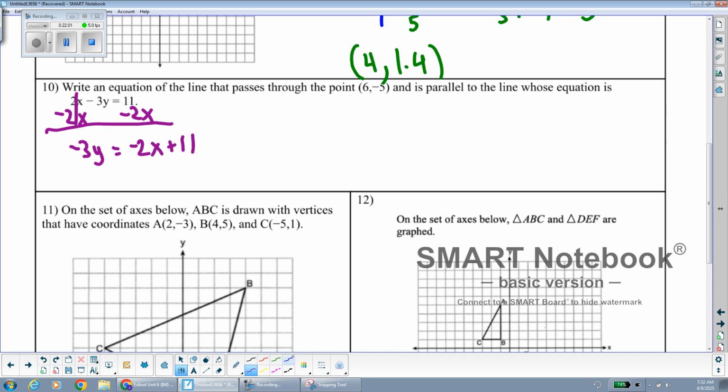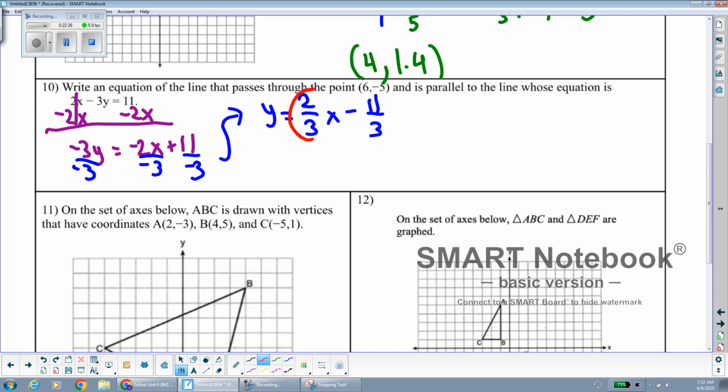Then we're going to divide everything by negative 2 to get the y by itself. So what we have is y equals positive 2 over 3 x minus 11 over 3. Negative divided by a negative makes a positive. Positive and negative divided by each other is a negative. So you can just write it like that, a lot easier.